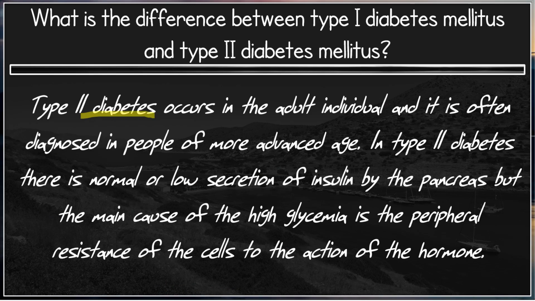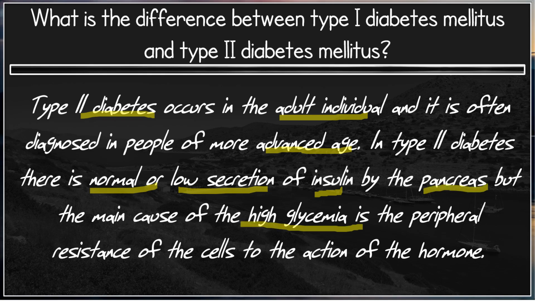Type 2 diabetes occurs in adult individuals. It is often diagnosed in people of more advanced age. In type 2 diabetes, there is normal or low secretion of insulin by the pancreas, but the main cause of the high glycemia is the peripheral resistance of the cells to the action of the hormone.